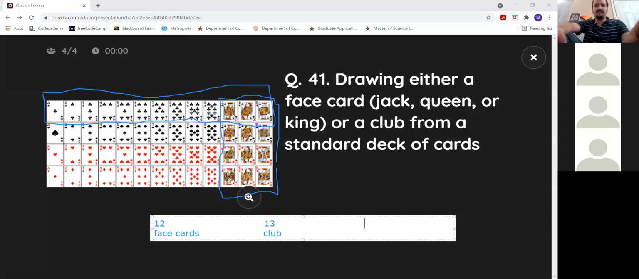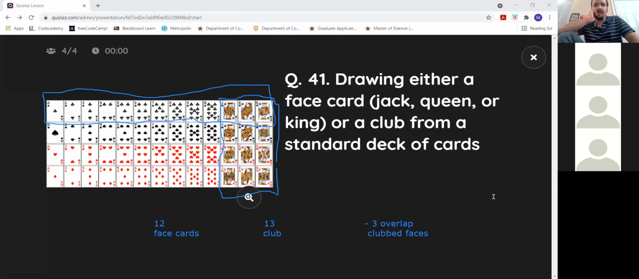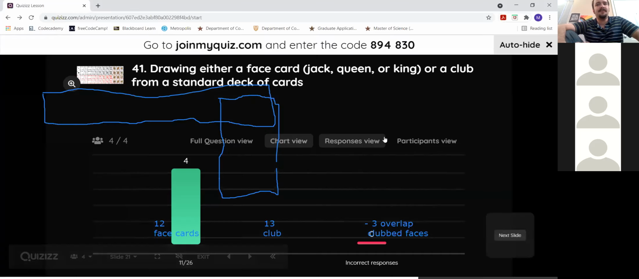Did anybody say 25 out of 52? I hope not. Because we got to do what? There's 3 that are overlapping, right? So don't forget your overlap. This was the moral of the story, right? There are club faces. We get 12 face cards. We get 13 clubs. We add these together. We still have to subtract 3 for the overlap. So in the previous one, there was 1 card overlapping. Here, there are 3 cards overlapping.